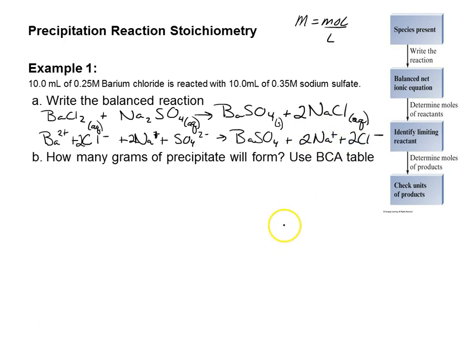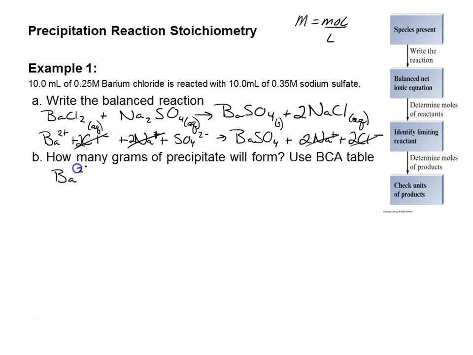So hopefully now you can figure out what your spectator ions are. We will ask you questions looking at a reaction: what are the spectator ions? This is the process that you're going to use. Ionize everything, and whatever is the same on the reactant side and the product side is going to be your spectator ions. So in this case, chlorine and sodium are my spectator ions.